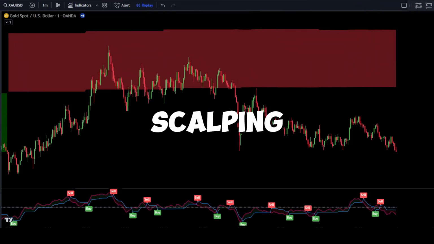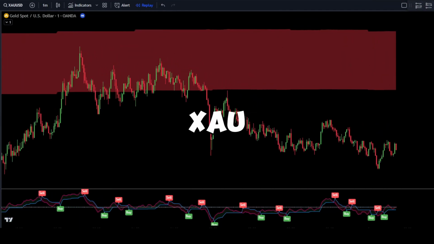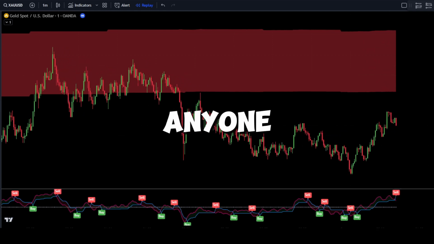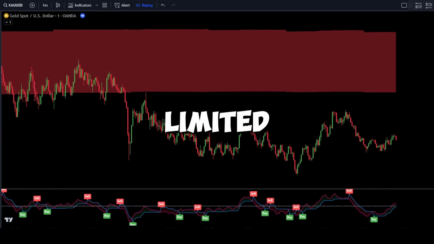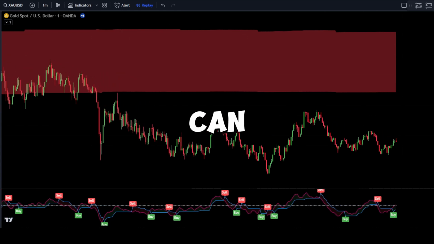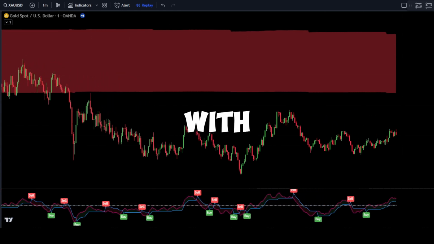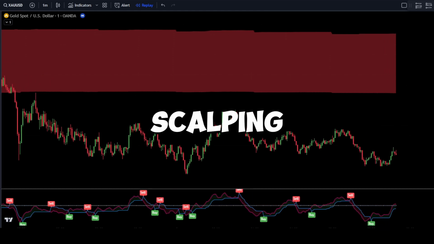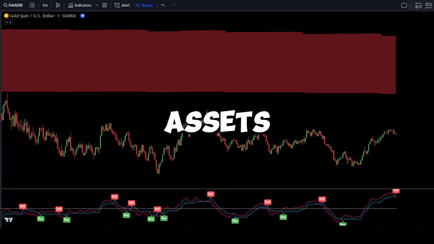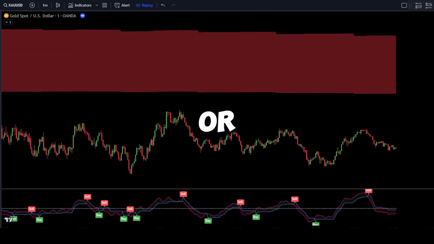This 1-minute gold scalping strategy, or scalping xauusd, is suitable for anyone to use, even if you are a beginner trader. And it is not limited to the 1-minute time frame. You can also use this scalping strategy with 5-minute and 15-minute. Additionally, you can use this scalping strategy for trading various assets such as Forex, crypto, or others.